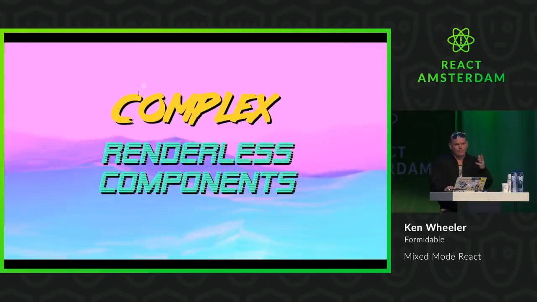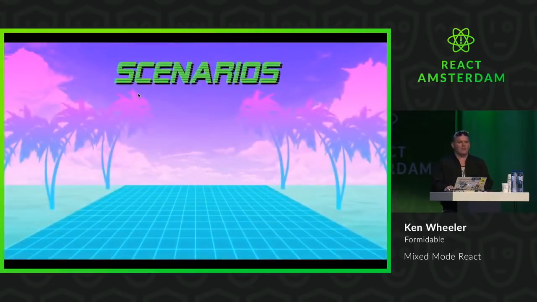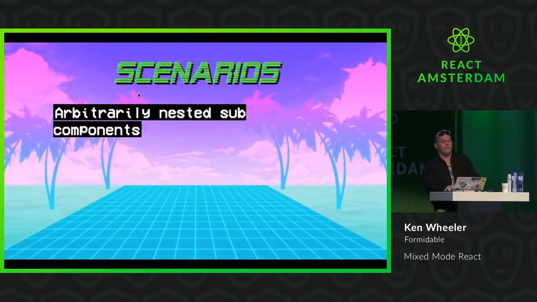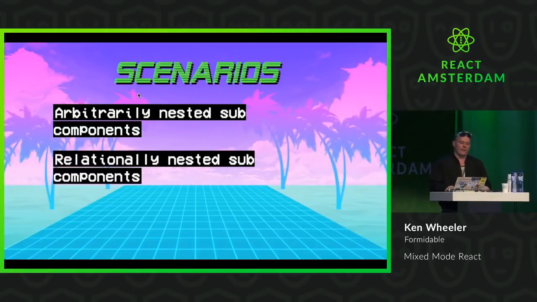So now it's time to talk about some complex ones, right? The kind of scenario that you'd be in would be if you had like arbitrarily nested subcomponents. Like, I'm writing this presentation in Spectacle, which is a React presentation framework that I wrote. And it kind of just relies on stuff being like child elements, right? But if you have something that has some undetermined depth of where you're going to put things, that would be a scenario. Relationally nested subcomponents, so things that kind of work together based on their position in the tree.